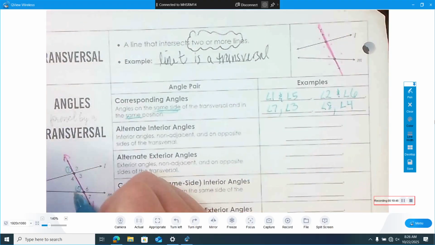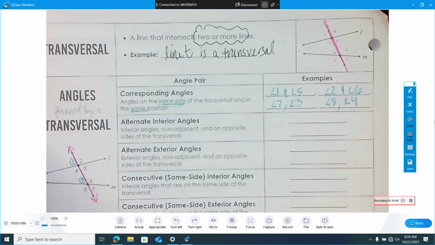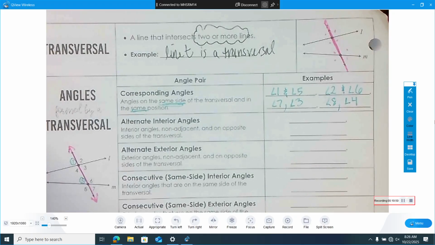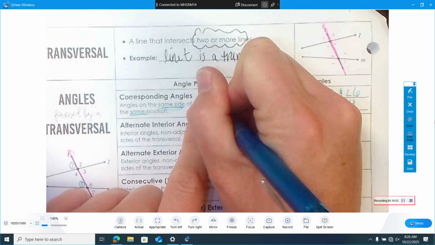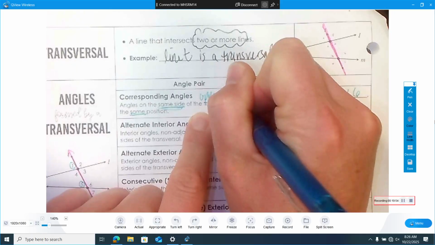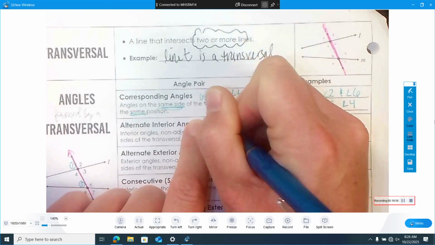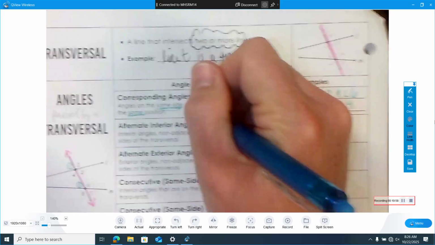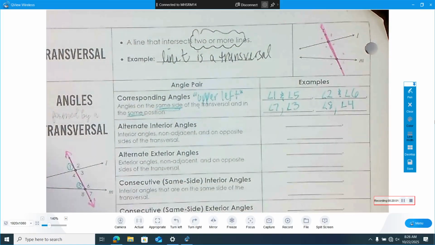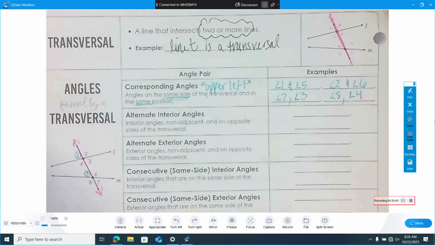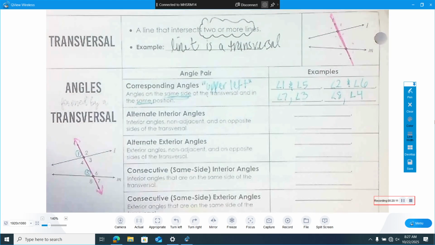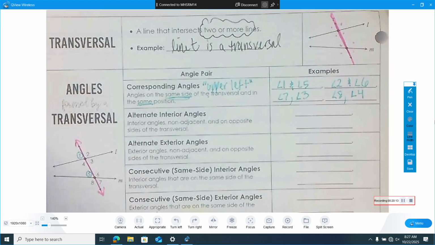So again, they're in corresponding positions. So you're thinking like upper left or lower right, okay? I maybe write that in, upper left or lower right, that sort of thing. And that's what you're thinking. They're in a similar sort of position, a corresponding position. All right. Let's see. Alternate interior angles. Alternate. What does alternate mean? Like other side. It's the alternate. It sort of switches, okay?